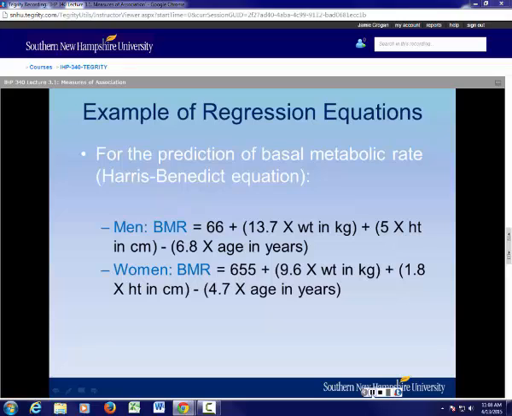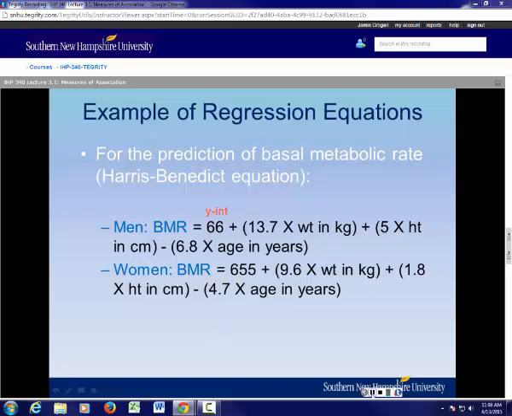Here is a real-world example of a multiple regression equation. There is a way that you can predict or estimate how many calories you burn at rest. This is called your basal metabolic rate. There's an equation for men and an equation for women, and they're listed on the screen. If you want to calculate about how many calories you burn at rest, you can just plug your information for weight, height, and age into the equation and plug through the math, and you would have an estimate of how many calories you burn at rest. There's one for men, one for women. Both of these are multiple regression equations.